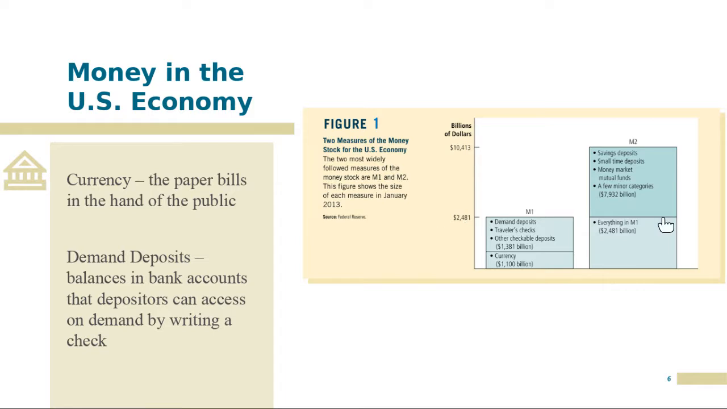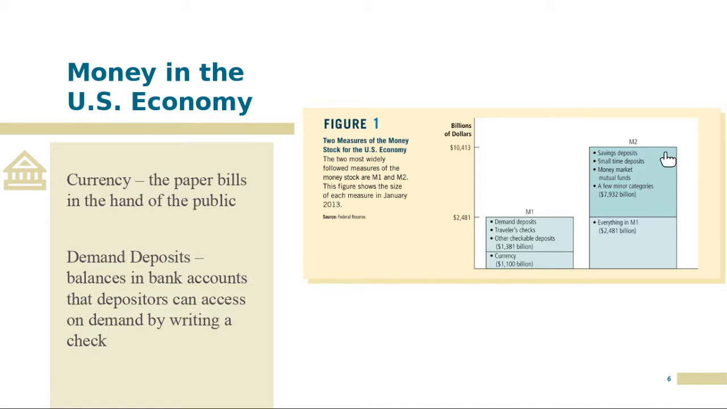To add to the confusion, let's focus on M2. We have savings deposits, small time deposits, money market mutual funds, and a few minor categories. This adds up to nearly another $8,000 billion. And so combining that with the initial 2,500 billion, we basically have $10,500 billion of money in the market. That's a lot of money. And again, only 1,100 billion currency backing it. So how does this happen?